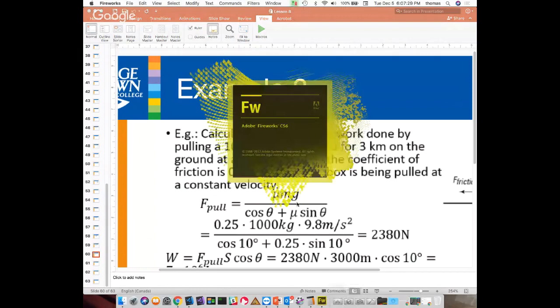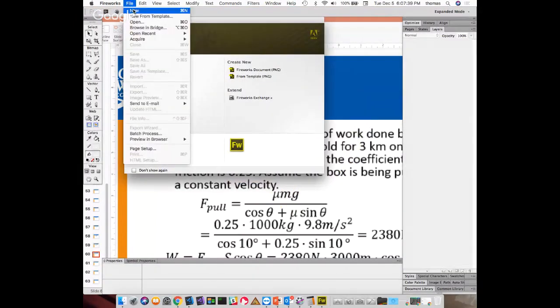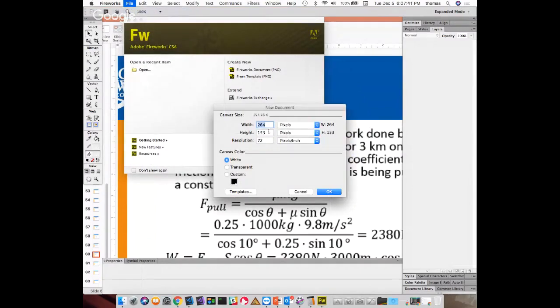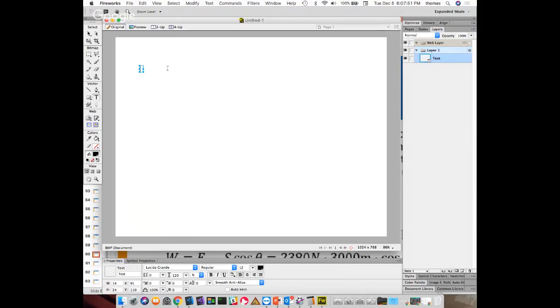Okay, so in Fireworks, let's write some of this out so we can understand it, because I think some of the problem when we break down an issue like this is we don't know how to express it. Let's go with 1024 by 768 for the canvas. Okay, good. So what we want to talk about here is this idea of all of our knowns.